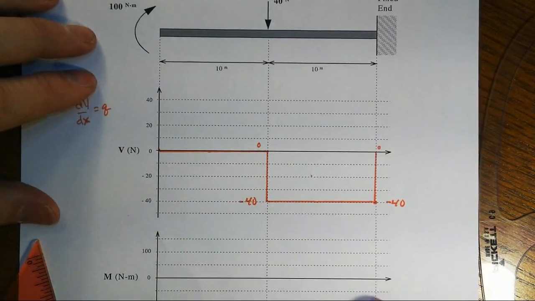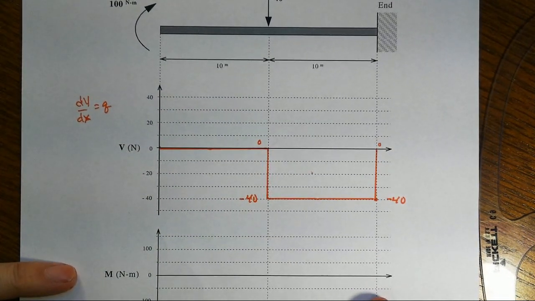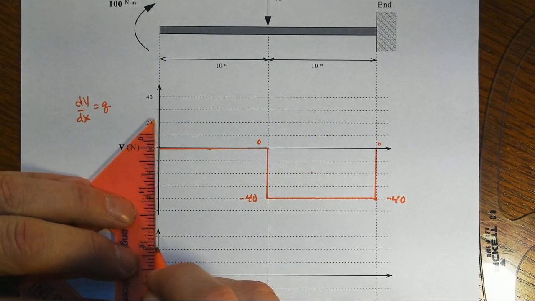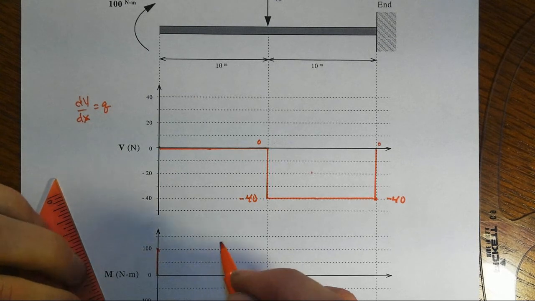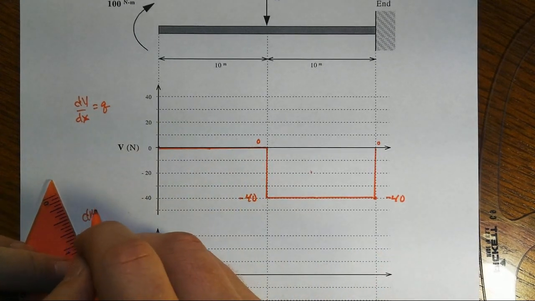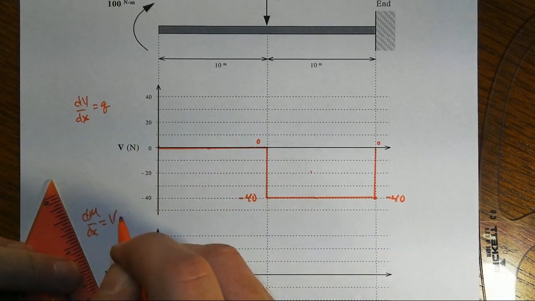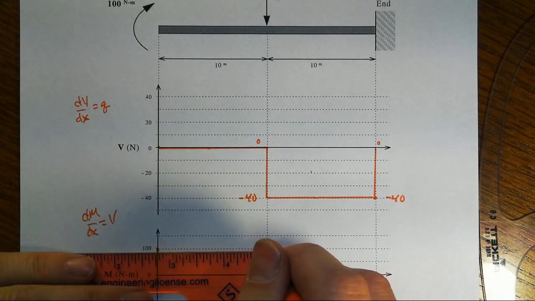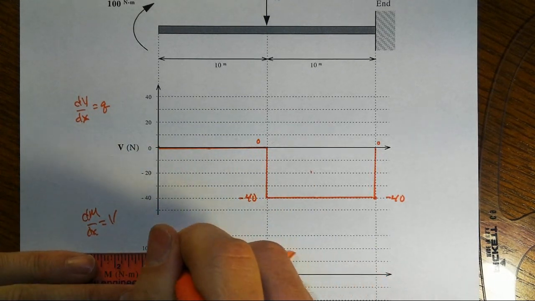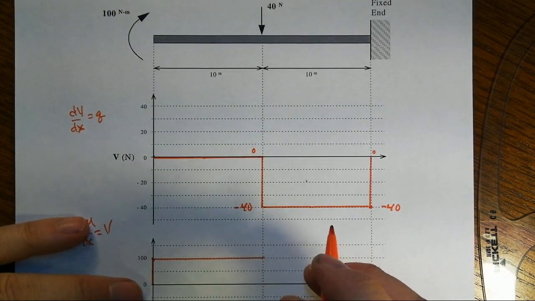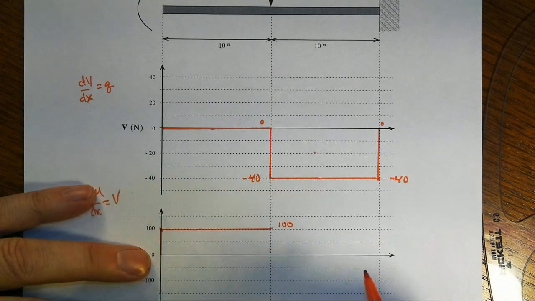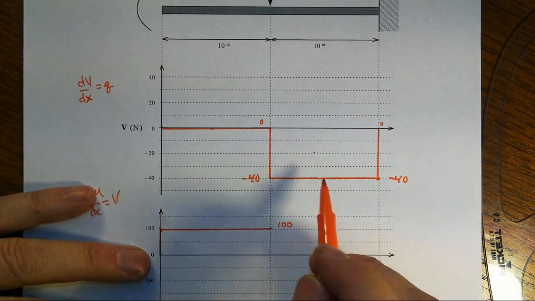And then the moment, well, we have a smiley face moment that we start off, so we go from 0 to 100, and then we have dM/dx equals V. Slope of the moment diagram is given by the shear. The shear is 0, so we have a constant or pure bending moment section of the beam. Then the shear changes and becomes negative, so we end up with a negative slope.